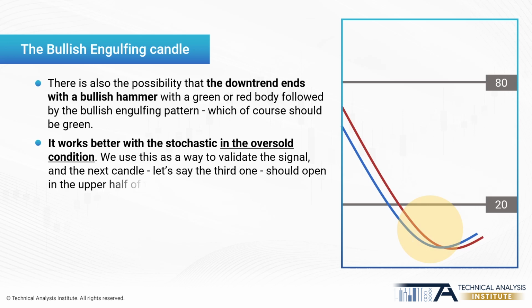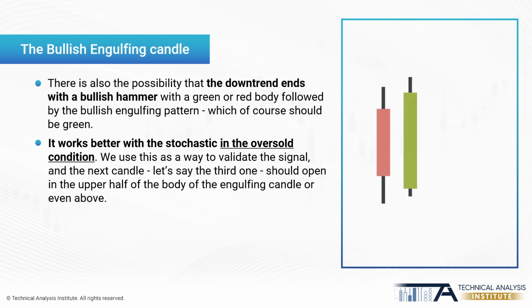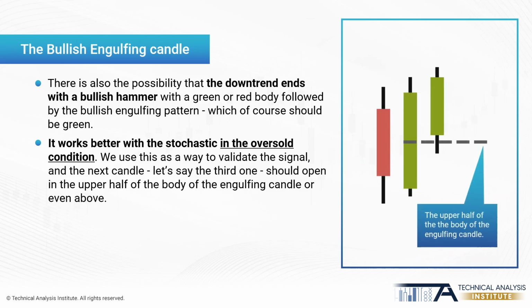As with the rest of the candle signals you have learned so far, the bullish engulfing pattern works best with the stochastic confirmation. We use this as a way to validate the signal, and the next candle, let's say the third candle, should open in the upper half of the body of the engulfing candle or even above.